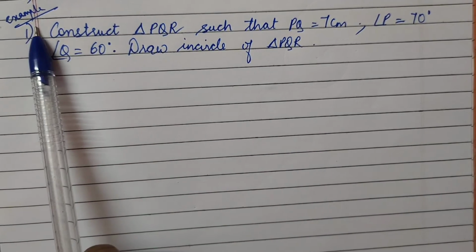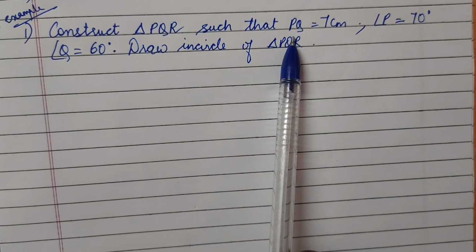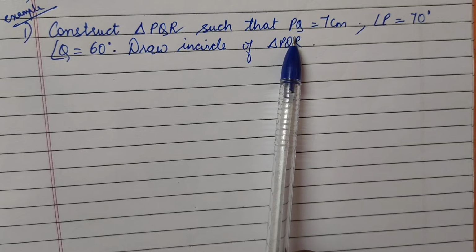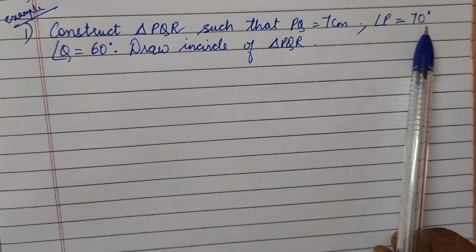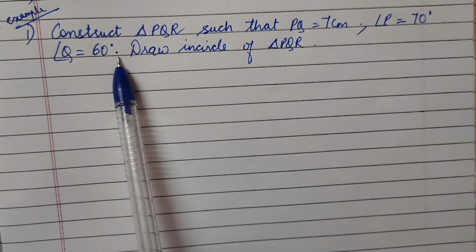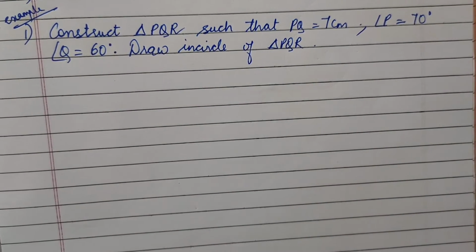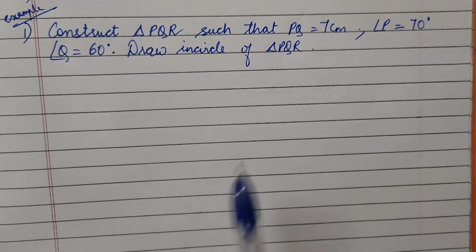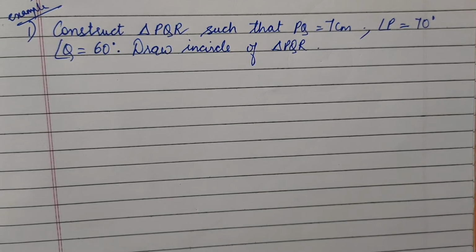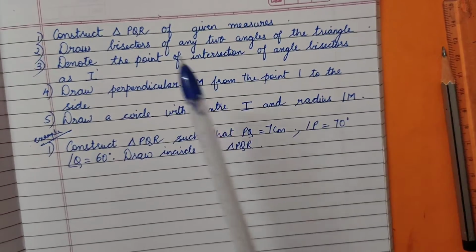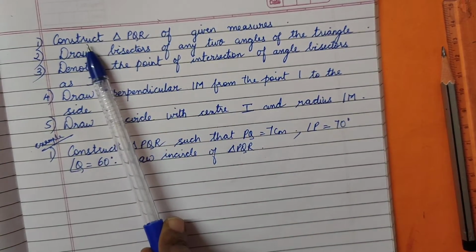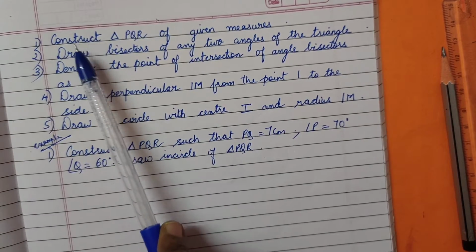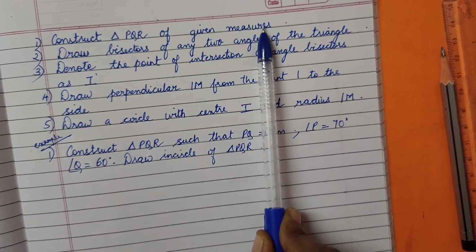One example here. Construct triangle PQR. We are going to draw a PQR here such that PQ is 7 centimeter, angle P is 70 degree, angle Q is 60 degree. Draw the in circle of triangle PQR. So I am going to show you how this construction has to be done here. For this, we have steps for how to construct it. We will do one by one. First step is construct triangle PQR of the given measures.